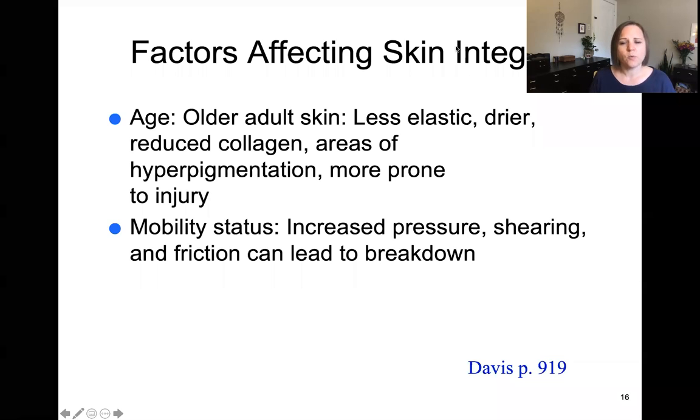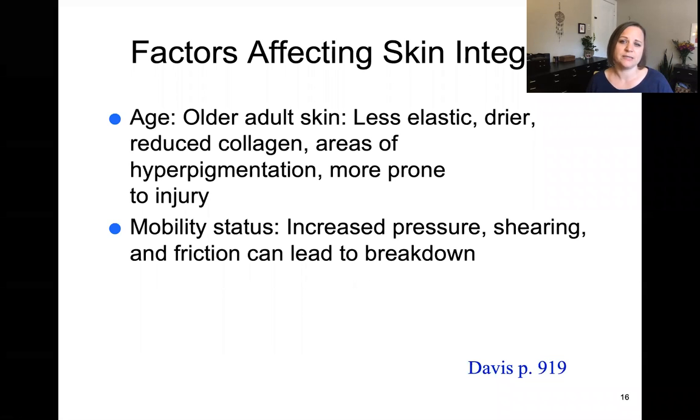So let's think for a minute, why is it that the older population is at more risk for compromise in tissue integrity? Well, as you age, the skin becomes less elastic and more dry. It's got reduced collagen, and it's more prone to injury. And because of their mobility status often decreasing, there can be an increased risk for pressure in certain areas, leading to pressure injuries. Shearing, which is when it's a friction idea, is when one item stays immobile and the other one kind of rubs against it.